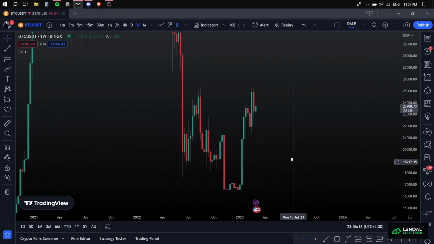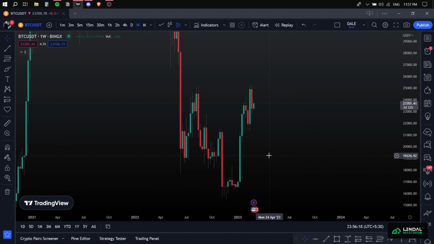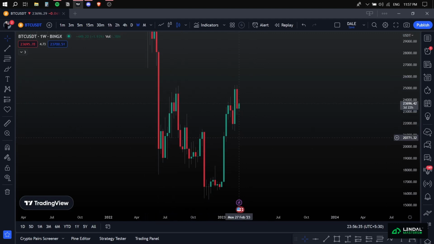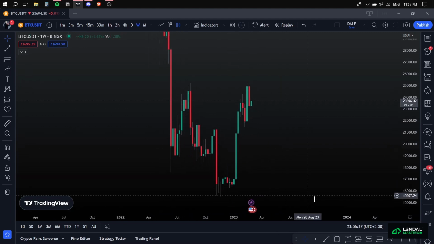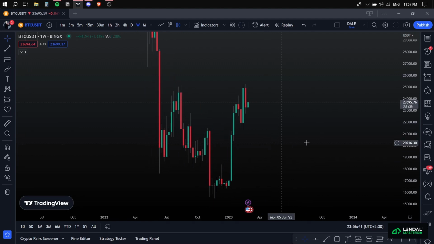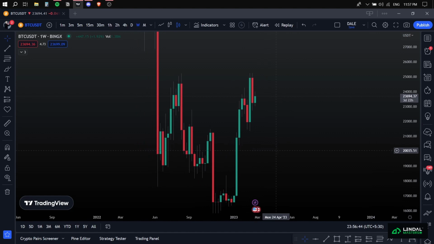So the first step. Whenever you do an analysis or enter a trade, you check the weekly first, and the main reason the weekly is used is to check the resistance. You only check the resistance area here, and the resistance area I'm talking about is this one.